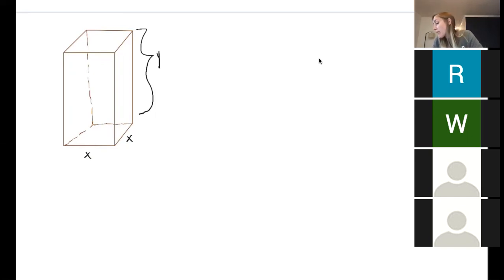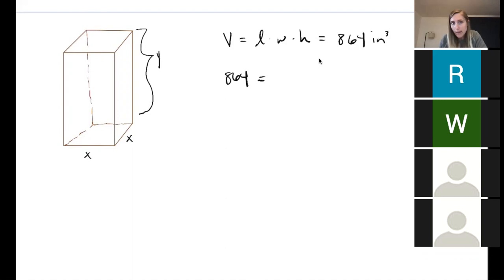And the next sentence in number 5 says that the volume is 864 cubic inches. Okay, so the volume, which is length times width times height for a box or a rectangular prism, right, is 864 cubic inches. Well, for our picture, our length and width are both x. So we would have our volume of 864 is equal to x times x times the height, which is y. So that can also be written as x squared times y. Now, this is all just given information. I haven't gotten to the part yet where I'm told what I'm trying to optimize. This is just based on my picture and the fact that the volume of the box has to be 864 cubic inches.